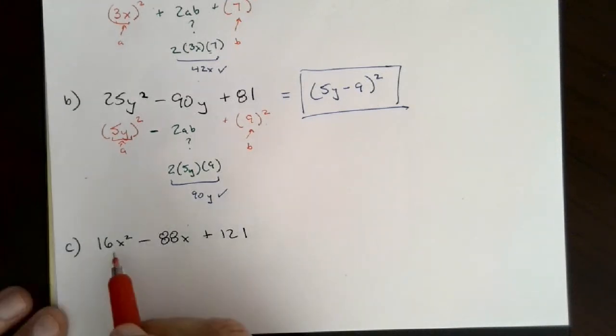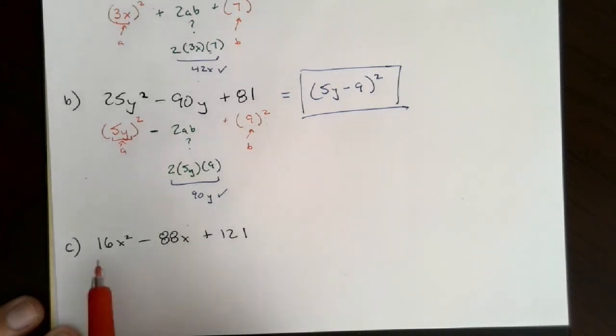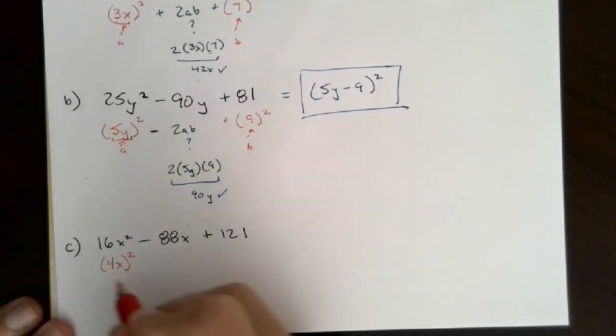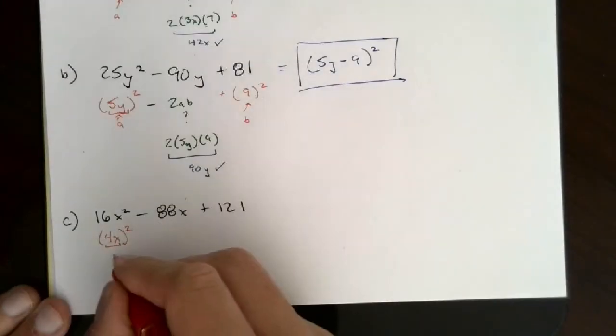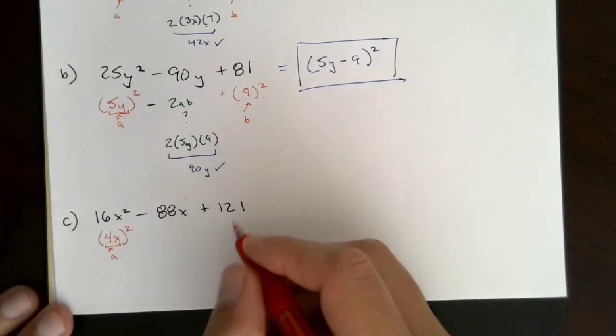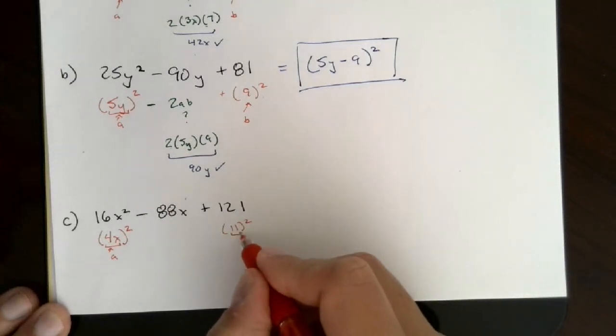So for 16x squared, well, first off, is there a greatest common factor? In this case, no, we don't have one other than 1. Then you could use your traditional factoring for trinomials, but you might want to see if this is a perfect square trinomial, recognizing if these are perfect squares. 16x squared, well, 16 is 4 squared, x squared is x squared. So this first part would be a 4x quantity squared, so my a would be the 4x. 121, is that a perfect square? Well, it is. It's 11 squared. So my b would be 11.